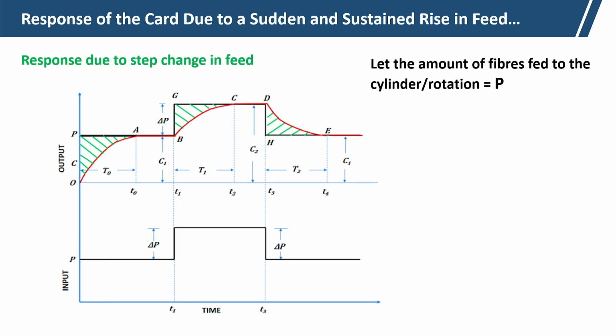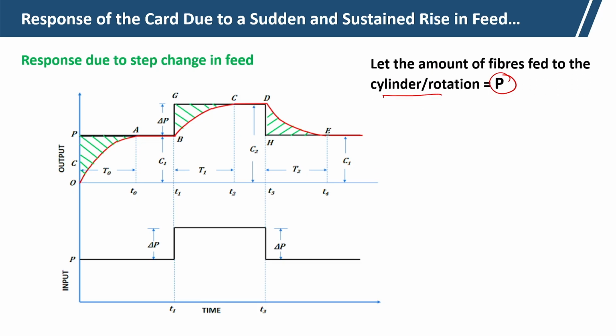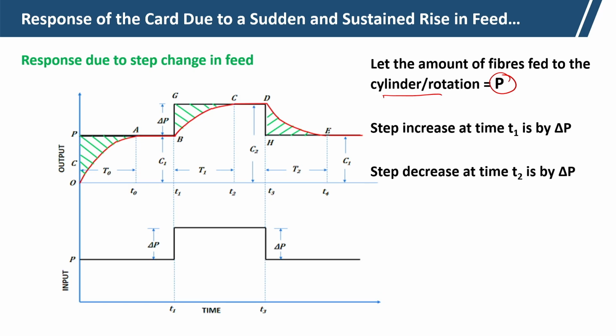Let the amount of fiber fed to the cylinder per rotation be P. That means the input material per rotation we are feeding to the cylinder is P. Okay. And there is a step increase at time T1 by delta P. Now, at time T2 there will be a step decrease by delta P.